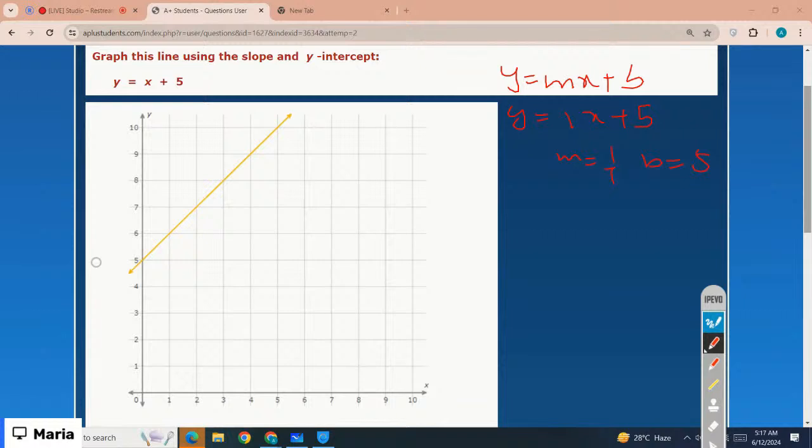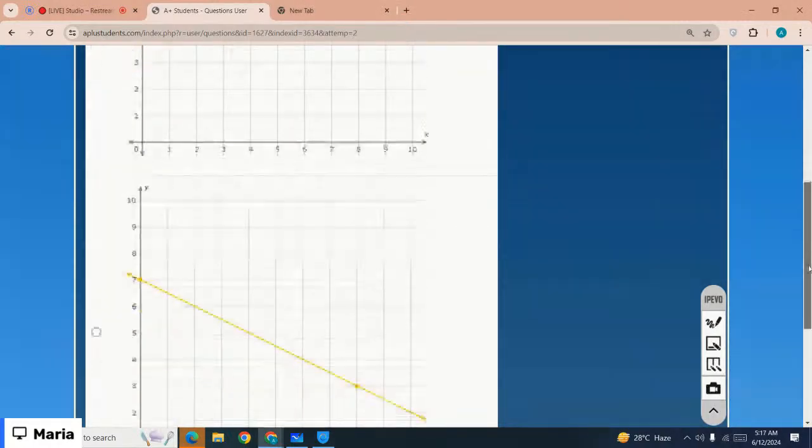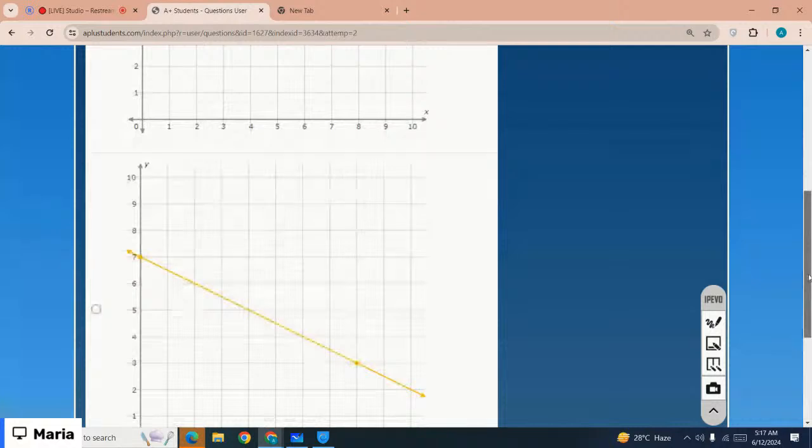Here is the first graph and you have to tell me which is the correct option. And here is the second one. So which is the correct option? First one or second one?